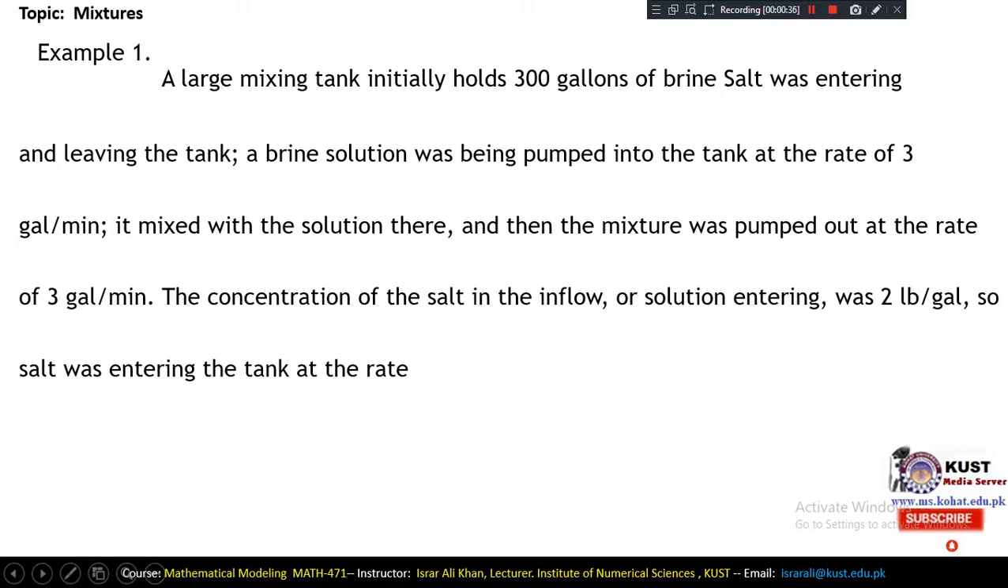We are discussing the problem numerically now, which we discussed in the introduction section. The concentration of the salt in the inflow, or the solution entering, was 2 pounds per gallon. So salt was entering the tank at a rate of 6 pounds per minute, meaning with every minute, the tank, which already contained 300 gallons of solution, receives 6 pounds of salt.